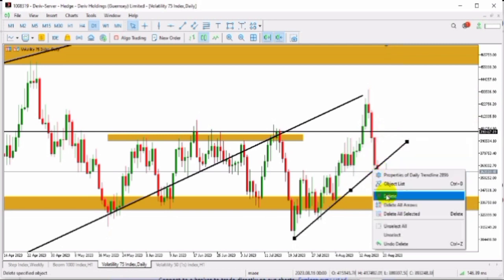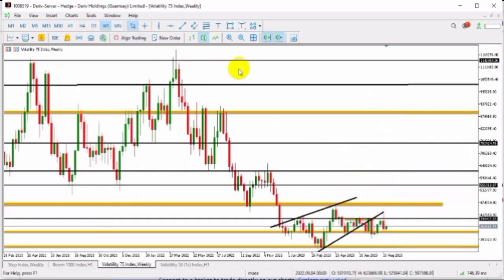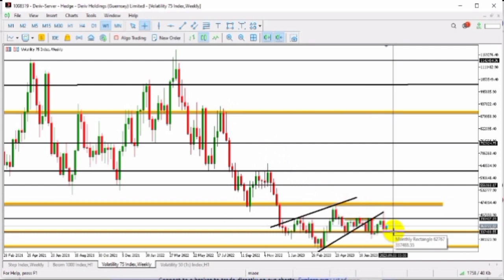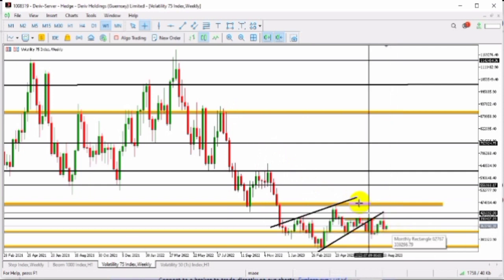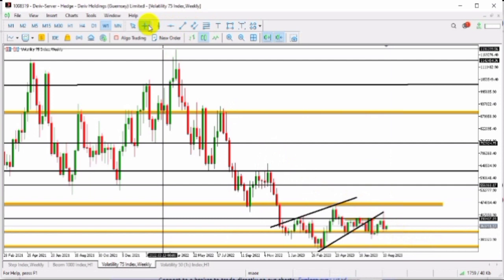Allow the market to break. Let me come back to the higher time frame. Let it break this region before you start selling V75. This is around 627 region. Is it 627? Okay, this is about 330 region on V75. Just allow it to break that level before you look to short, guys. So that's that about V75.